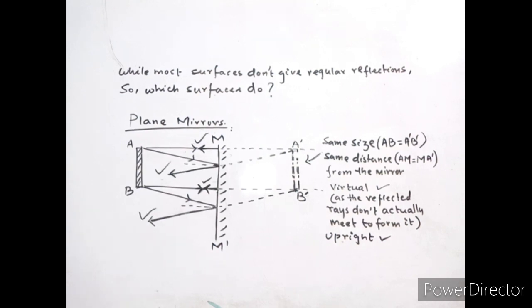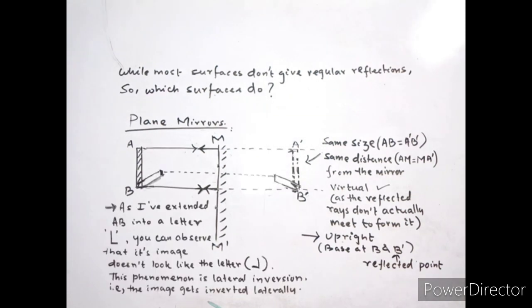And the next case is the virtual case, because the reflected light rays have to be produced backward in order to form this image. So that is why it is a virtual image. Virtual means it cannot be obtained on a screen. And upright because, as you can see, for B you are getting the image B prime. So the bases are at the bottom and the top points are at the top.